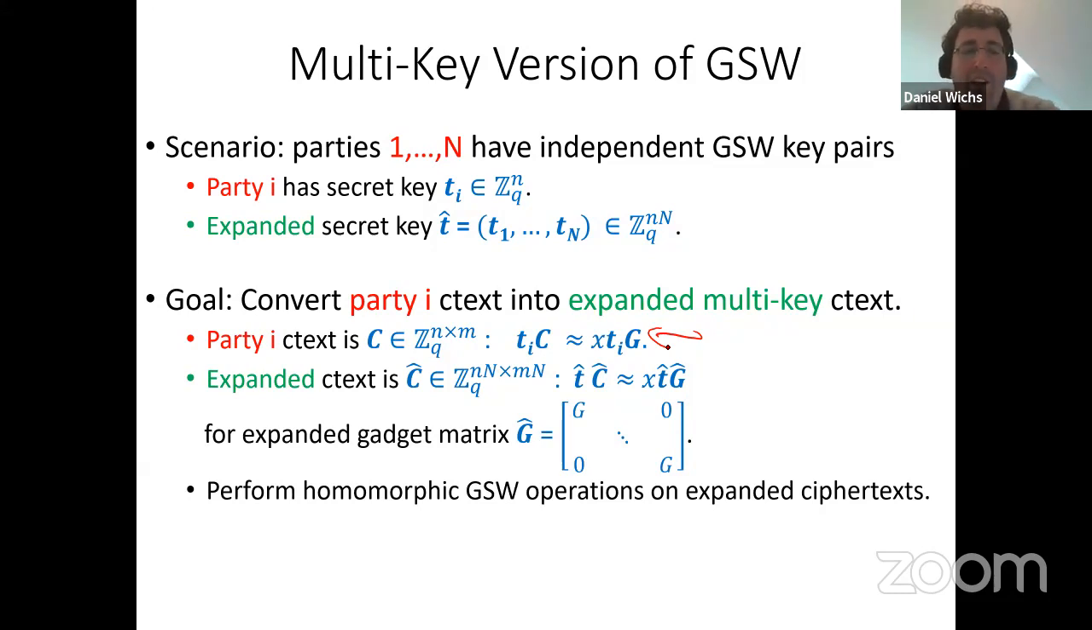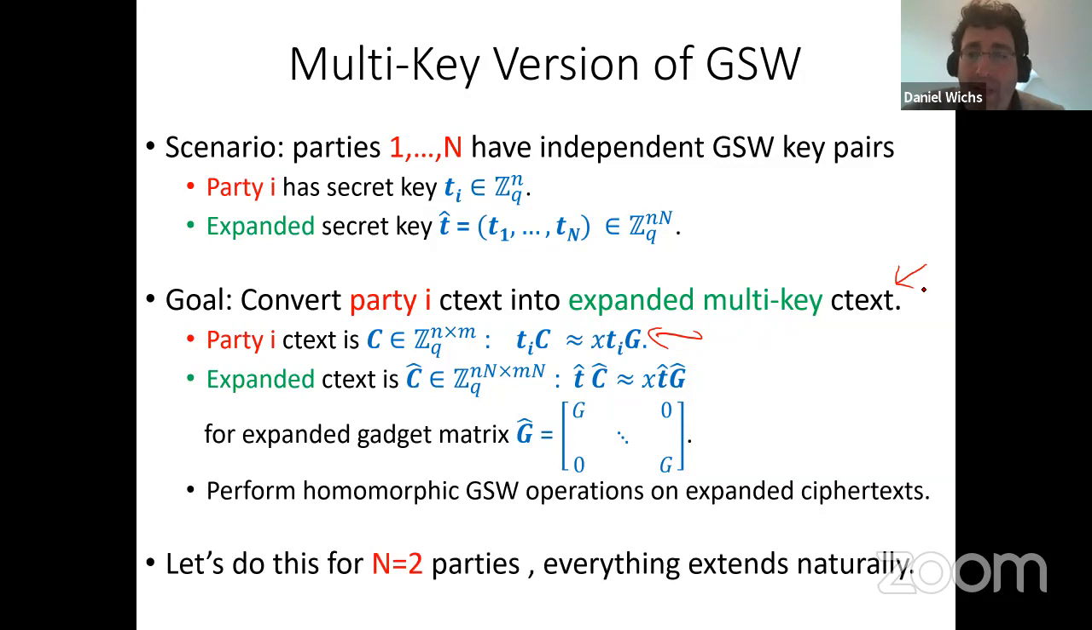So the hard part is how to do this step, how to convert a ciphertext of one party into this expanded multi-key ciphertext under the expanded key that concatenates the keys of all the parties. So let's do this for n equals 2 parties, and I claim everything else extends naturally to more than 2 parties as well. So once you see how to do it for 2 parties, it's sort of the same thing for more.